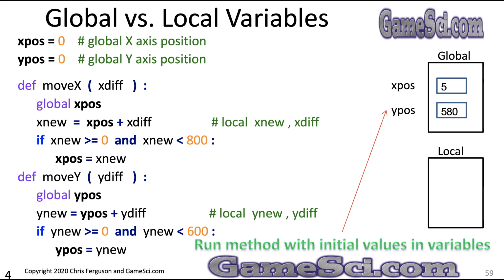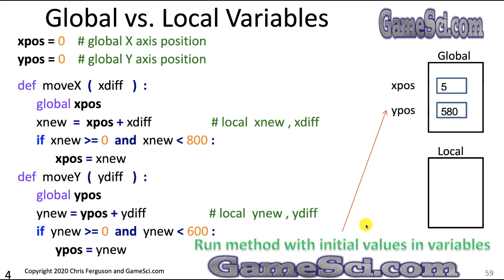Let's execute some code. Let's run the method with initial values in the variables. Let's go ahead and set x position to 5 and y position to 580. These are the values in the global variables. One of the things you'll notice about the global variables is they stick around. These two variables were created as soon as the program was run, and they will stick around as long as this code is executing.